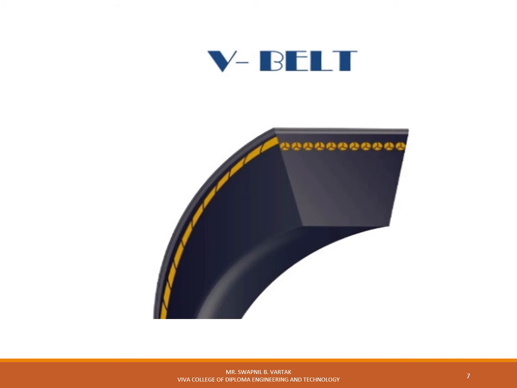V-belt. These are used for moderate amount of power transmission and the distance between the pulleys is very small. It is trapezoidal in cross section and the angle of the groove pulley is 30° to 40°, and belts are endless. Greater is the load, the V-belt improves torque and power transmission capacity.